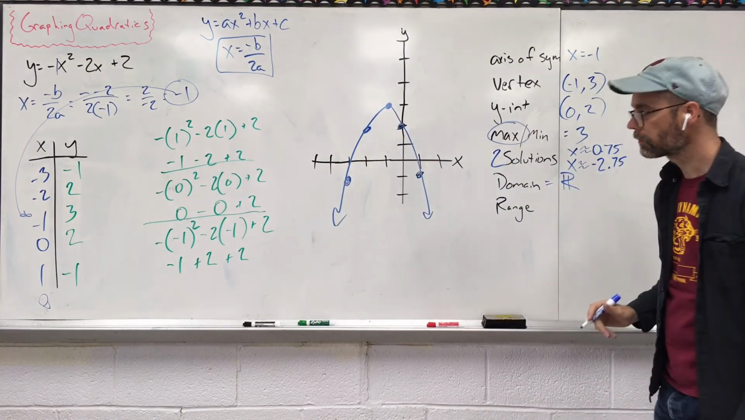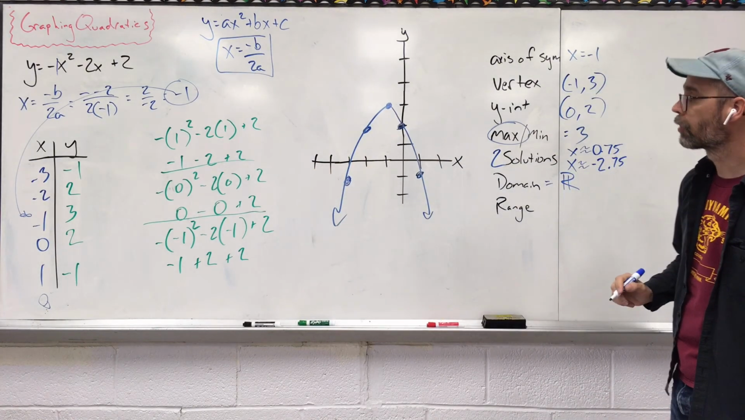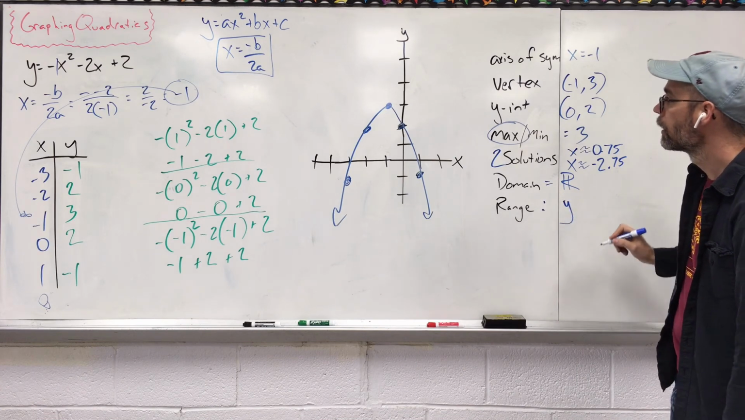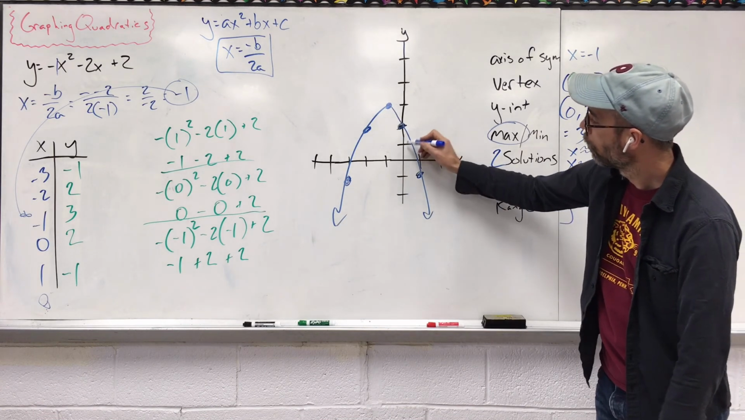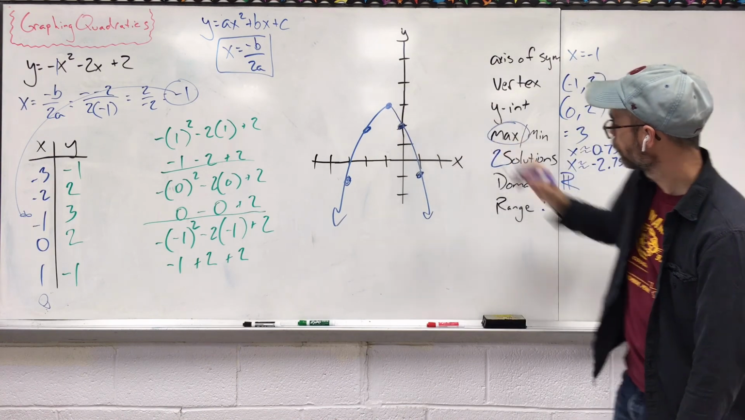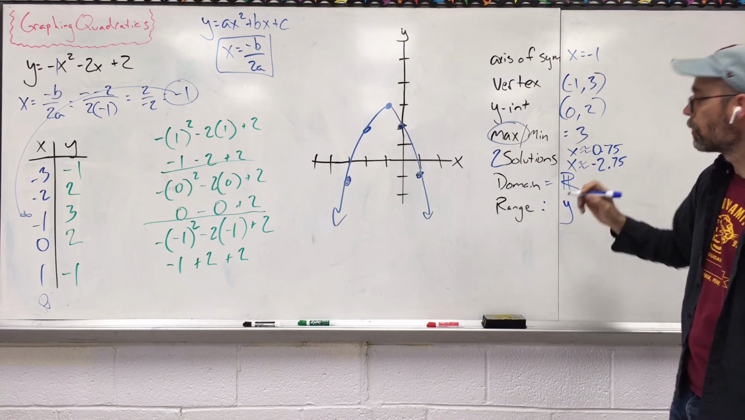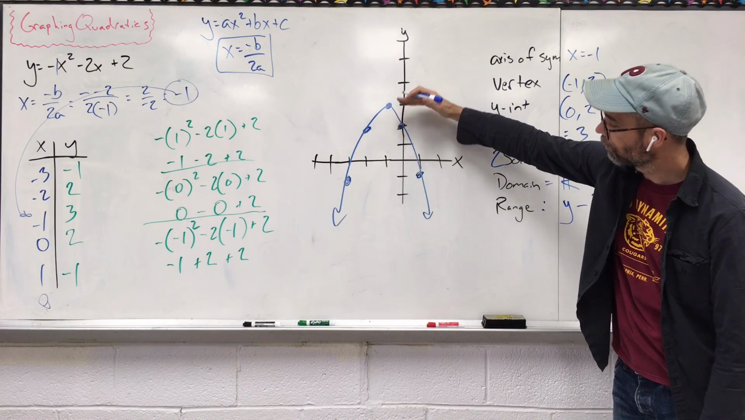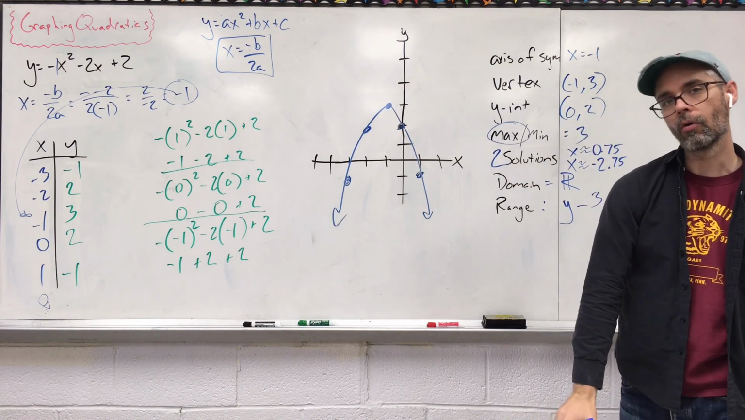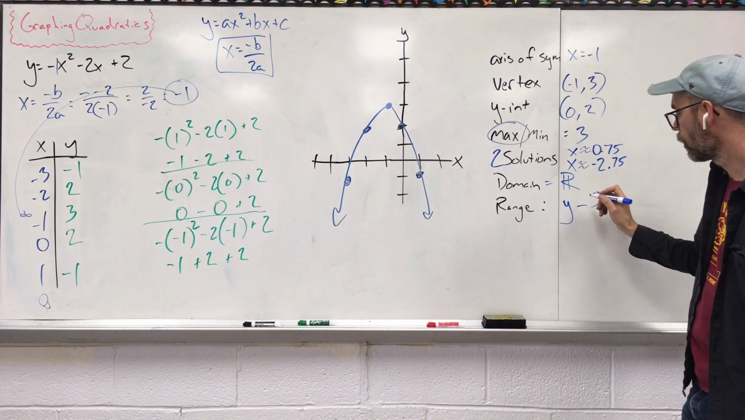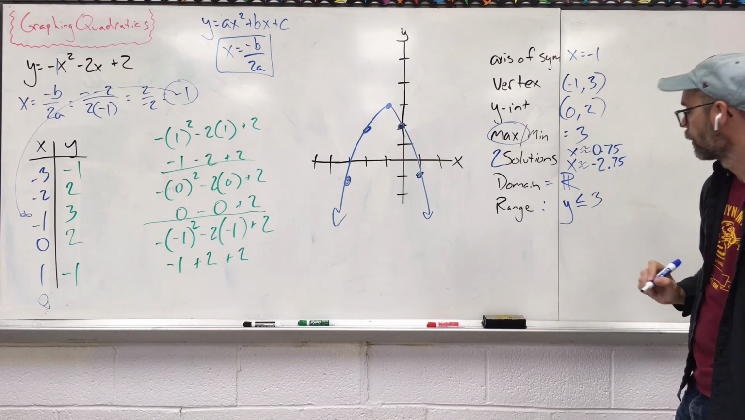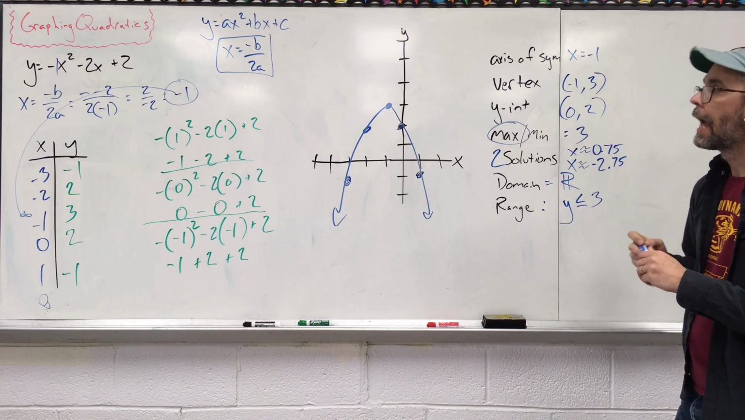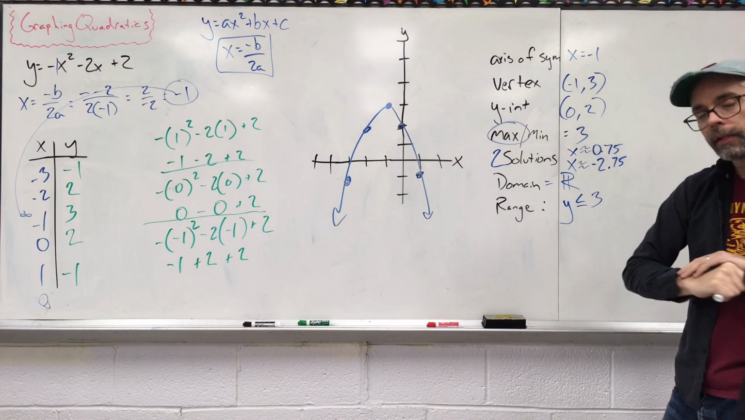We hit them all. And then your range, that's your y values. So we'll say y: 1, 2, 3. We start at 3, we hit 3, and our graph is 3 and everything below. Everything down is going to be smaller. Everything down is going to be less than. So we put a less than sign. y is less than or equal to 3. And that is graphing quadratics.